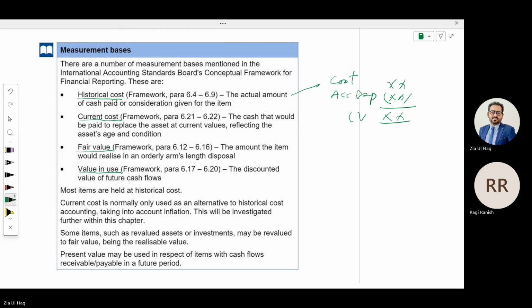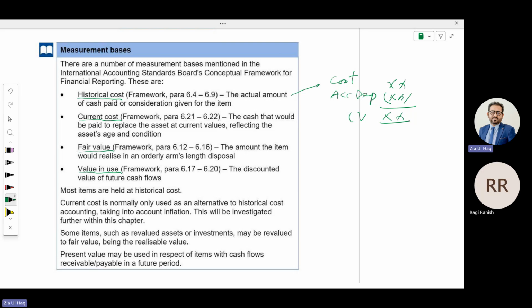Current cost basis means according to the current value of a similar asset in the market. That is current cost basis. What is the fair value basis? According to market value, less cost to sell. You can say net realizable value. And what is value in use? It is based on the present value of the future benefit of the asset.